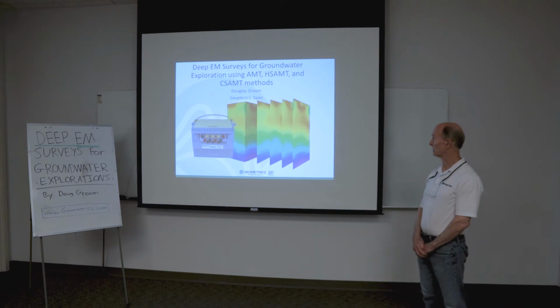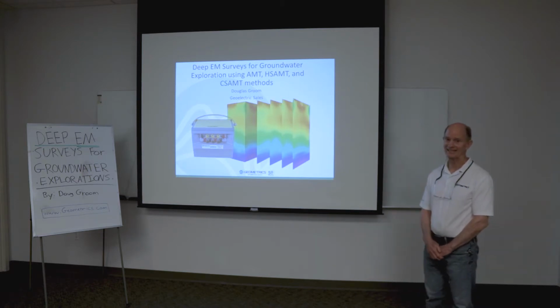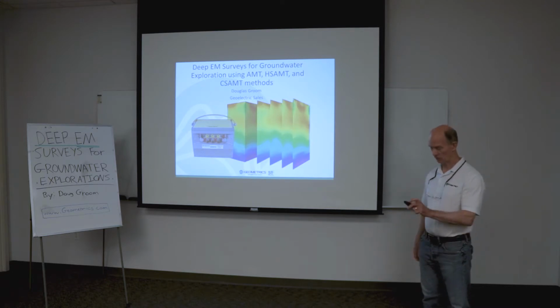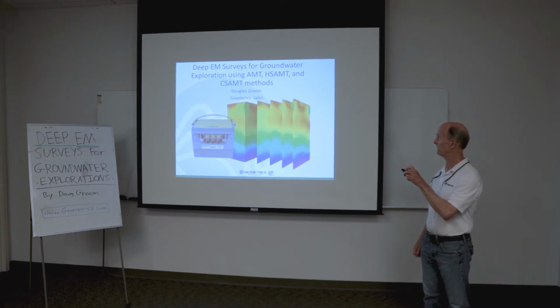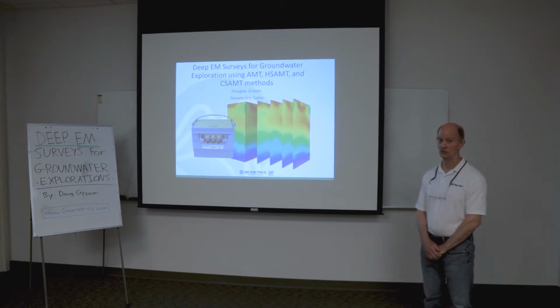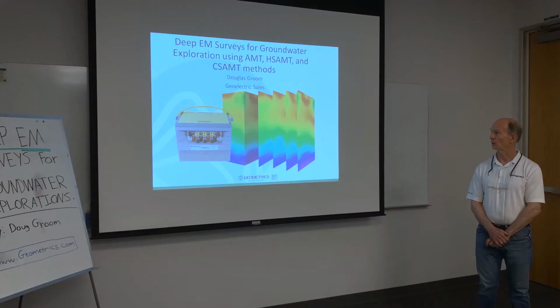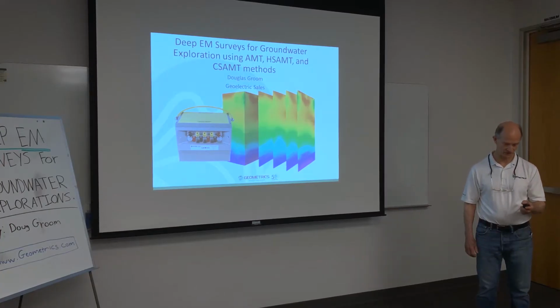And we are going to talk today about using electromagnetic EM instruments for groundwater exploration. The particular techniques we're going to be talking about today are variations of the magnetotelluric method, and we are going to be explaining AMT, which is audio magnetotellurics, HSAMT, which is hybrid source magnetotellurics, and CSAMT, which is controlled source magnetotellurics.